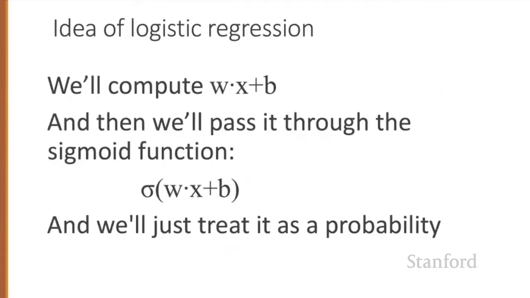So here's how logistic regression is going to work. We have our features and our weights and our bias term. We'll compute w dot x plus b, pass it through the sigmoid function, and then we'll just treat it like a probability. So now we just have to figure out how to turn sigmoid outputs into probabilities.